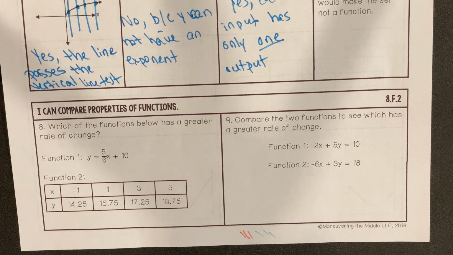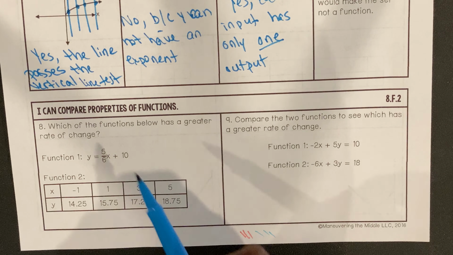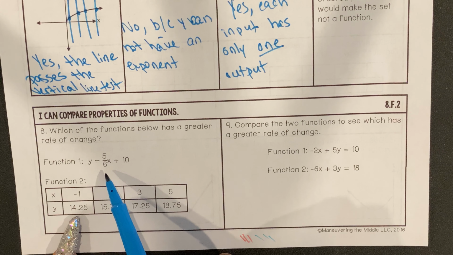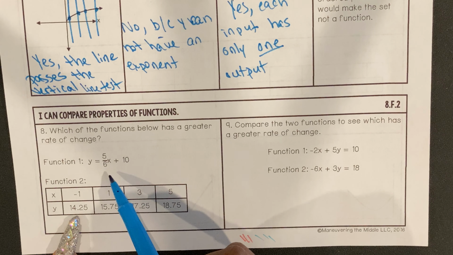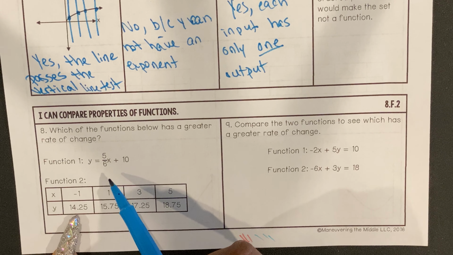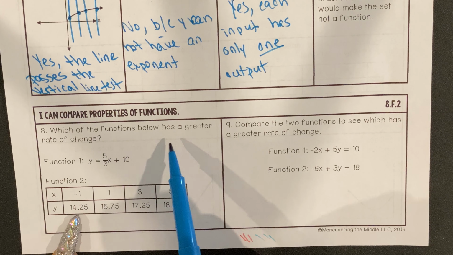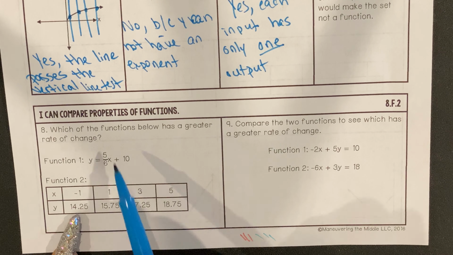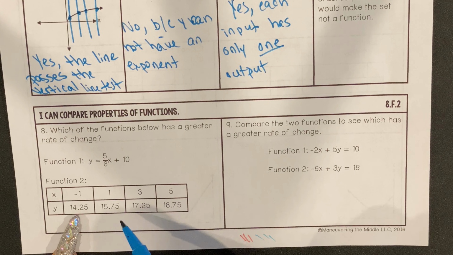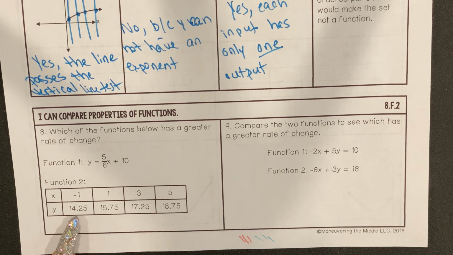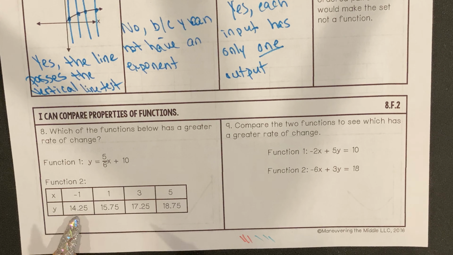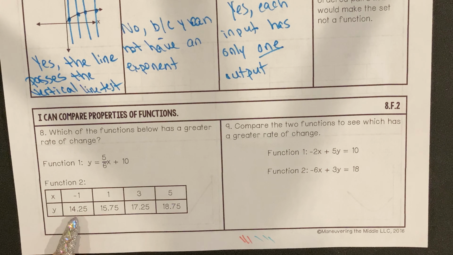So let's look at number 8. I can compare properties of functions. Remember, we have to compare the function. When I compare the function, I'm looking at what my slope is. Which function below has a greater rate of change? So this slope is 5/6. Do we know this slope yet? No, because we don't have it.